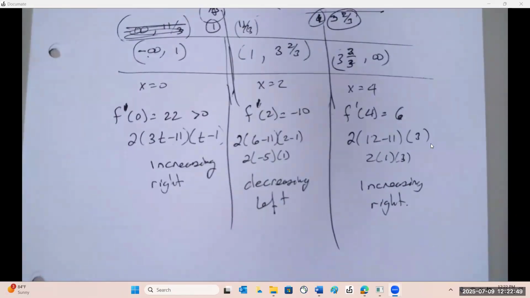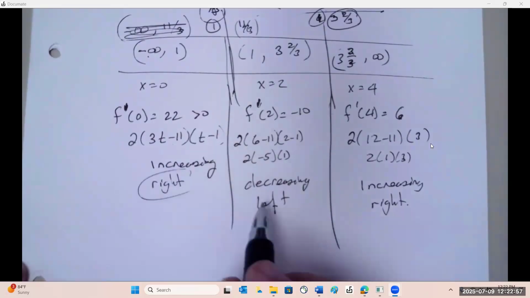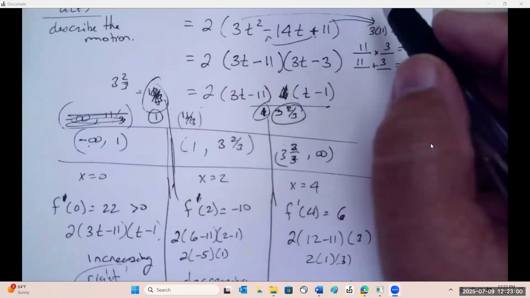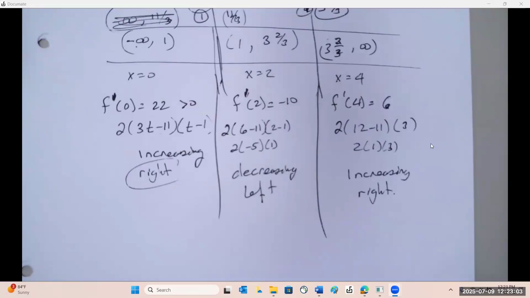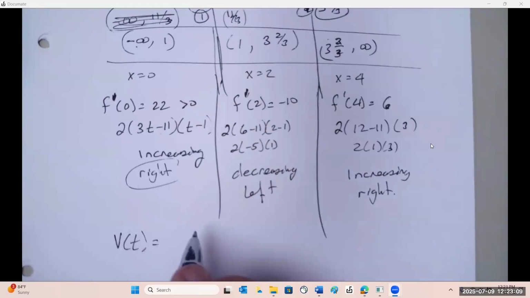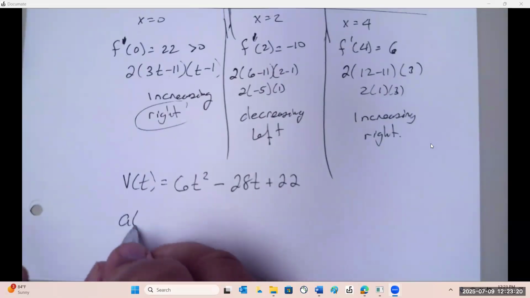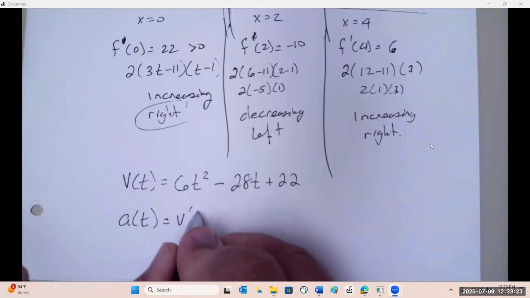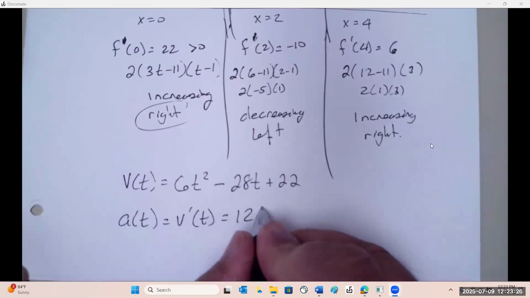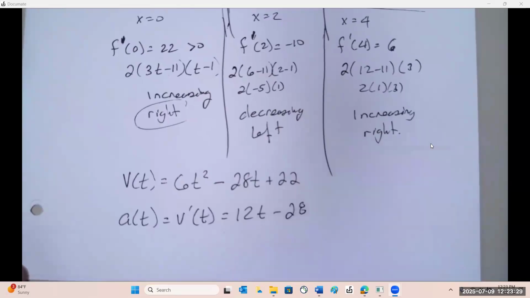So that's what's happening with the velocity. How do you get the left and right? Increasing, decreasing. Because if it's going positive, it's to the right, negative to the left. Okay. So my velocity was 6t squared minus 28t plus 22. The acceleration is the first derivative of velocity, which is 12t minus 28.